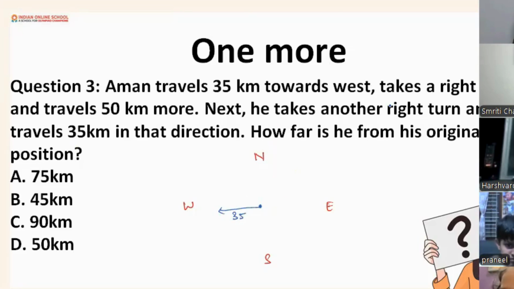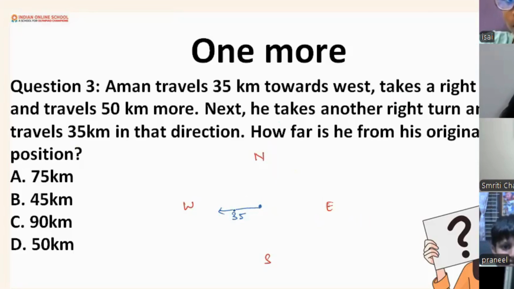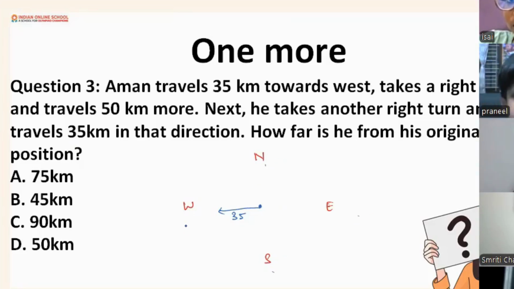Okay. Then after that, he takes a right turn. Now just tell me from the west, if he is going to take the right turn, he will be facing which direction? Yes, Ganesh? Ma'am, the west should be on the right and east should be on the right. Is it? This is north, this is south, this is east, this is west.